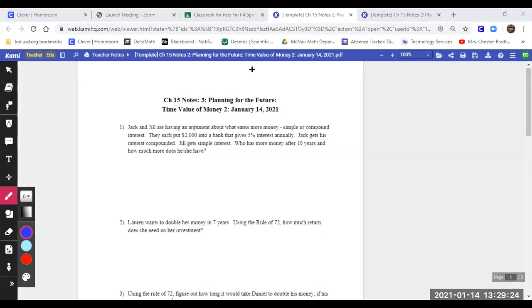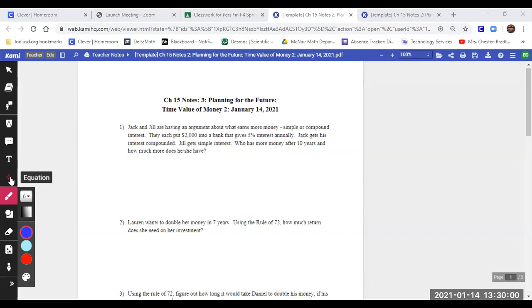The problem says that Jack and Jill have an argument about what earns more money, simple or compound interest. They each put $2,000 into the bank at 5% interest, and they're looking at who had more money after 10 years and by how much.